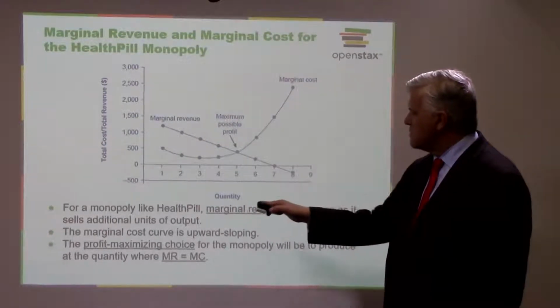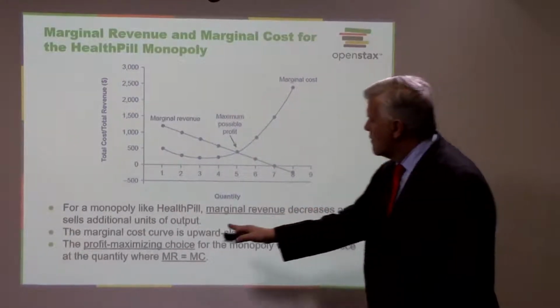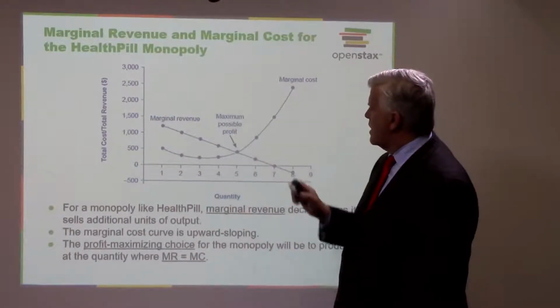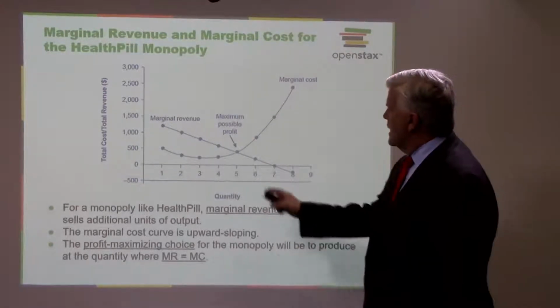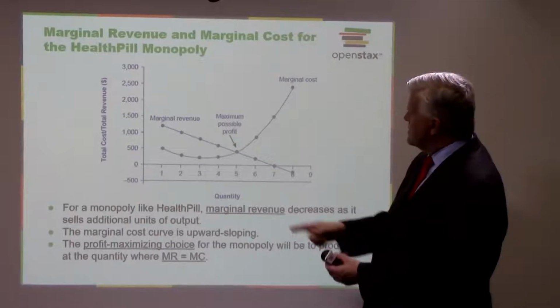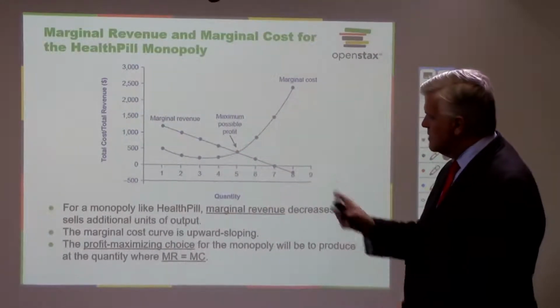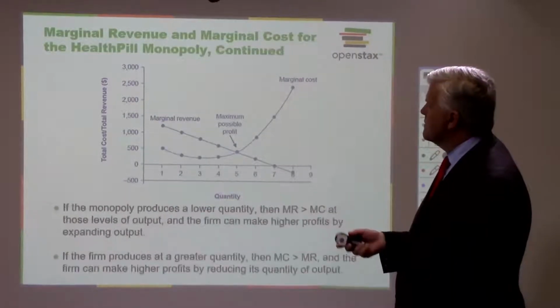So the profit maximizing choice for the monopolist will be to produce at the quantity where marginal revenue is equal to marginal cost, right there at that point. Anything less than that, you're giving up profit opportunities. Anything more than that, you're producing output that costs you more than the revenue that you collect from selling it. So that would be bad news for the firm.